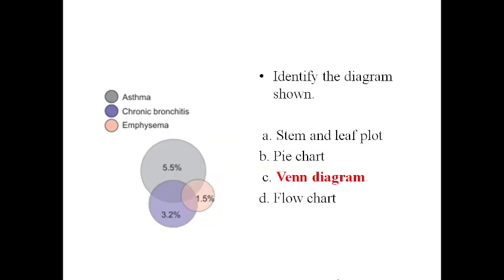Next one is the Venn diagram. These are three circles. It is an illustration that uses circles to show the relationship among things. With the help of circles, we can see the similarities and differences between two concepts. So this is a Venn diagram.